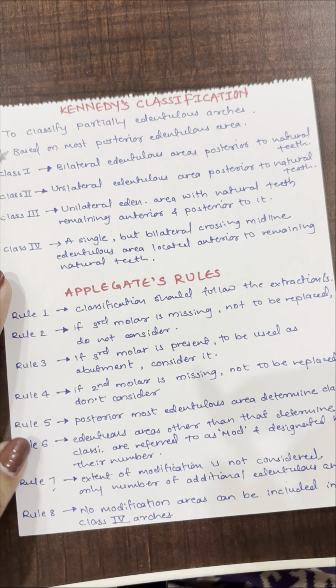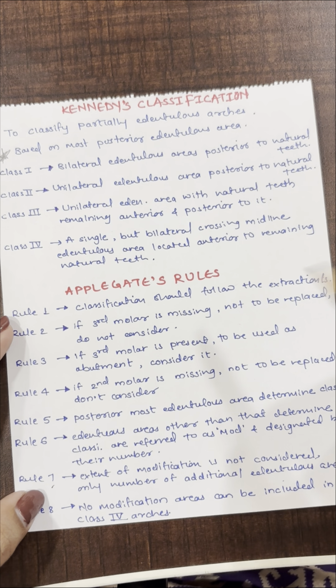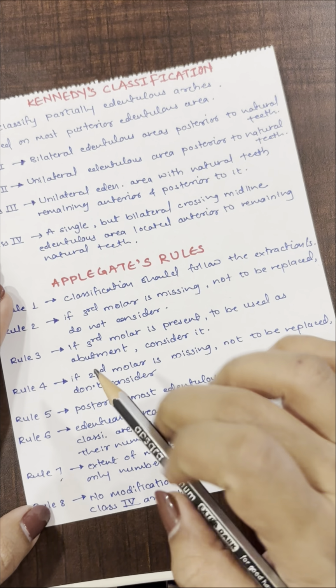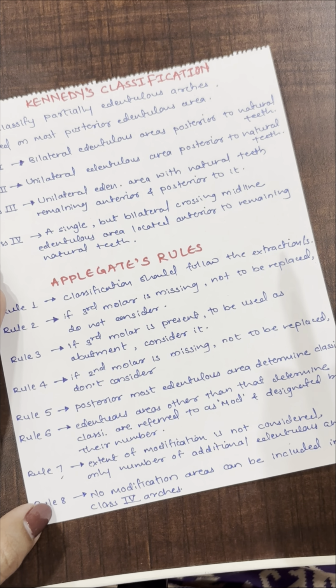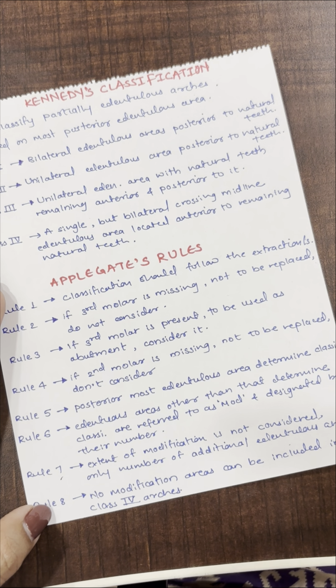So let's move towards the Applegate's rules. Rule number 1 is classification should follow the extraction. For example, if a tooth is planned for extraction, don't include it, just extract it. Rule number 2 is if third molar is missing and is not planned to be replaced, do not consider it. For example, if impacted third molar, just ignore it.